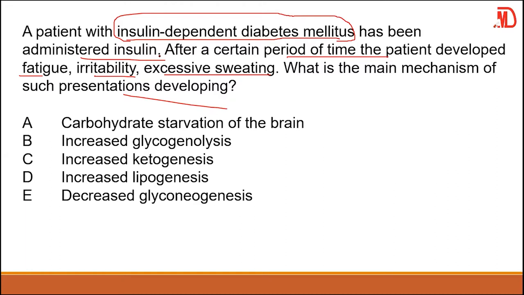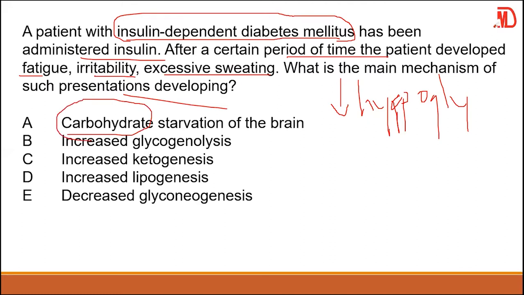So this person was given insulin. Then what happens if you give too much insulin? Who can tell me? The patient runs into low blood sugar. Good. Yes. Low blood sugar or hypoglycemia. When you give too much insulin, that can lead to this presentation. So the question is, what is the main mechanism of this presentation? And don't forget that carbohydrate also means glucose, because the smallest unit of the carbohydrate is the glucose.